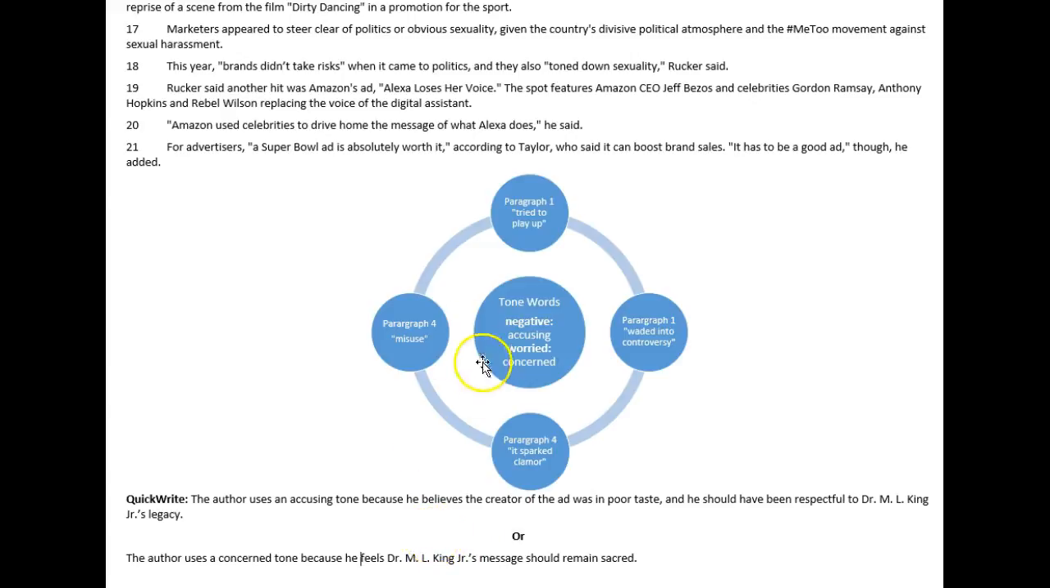Again, you'll want to make sure you look at the completed example. You want to make sure you read the article, and then you may want to use the bank of tone words provided. I know you are prepared to ace this assignment.